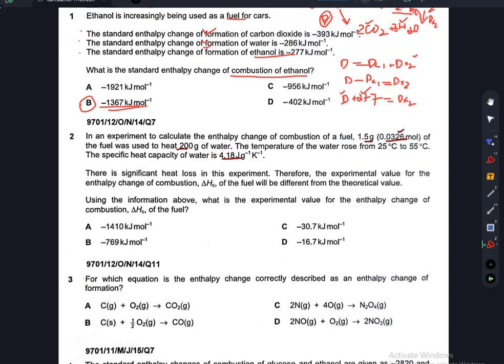Therefore, the experimental value for the combustion will be different from the theoretical value. Okay, so using the information, what is the enthalpy change of combustion's value? So simply you have to apply Q is equal to mc delta T.